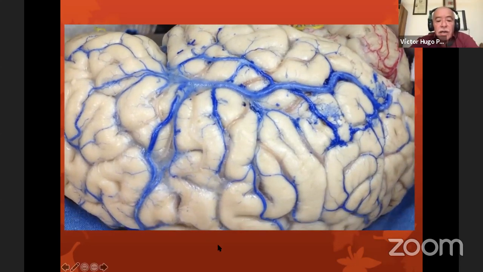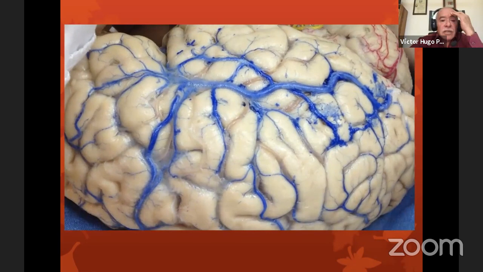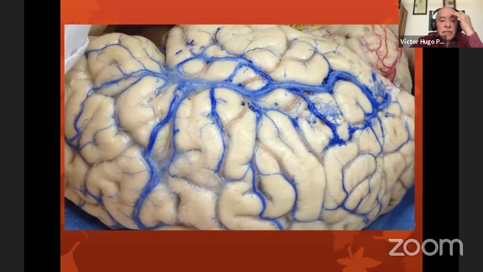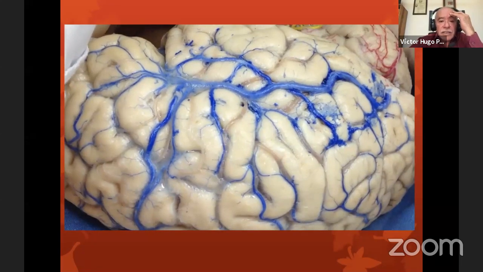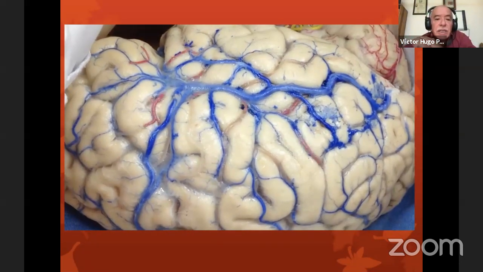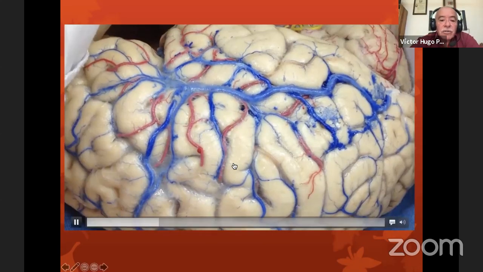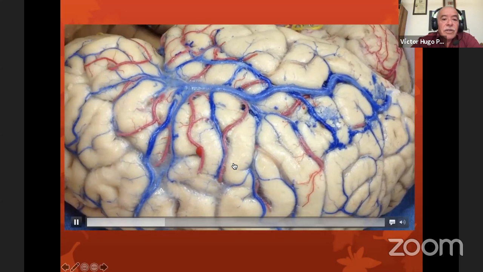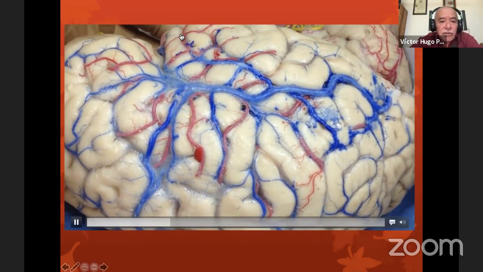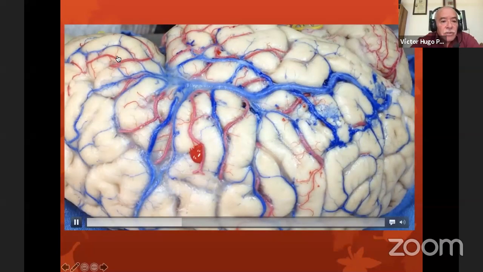So this is a brain injection out of the corpse, of course. So I am injecting silicone in the middle cerebral artery. So we can see in this video the cortical arteries of the middle cerebral artery. This is the M4 segment. So this is a beautiful video because you can see arteries from the tip of the temporal lobe until the tip of the frontal lobe.